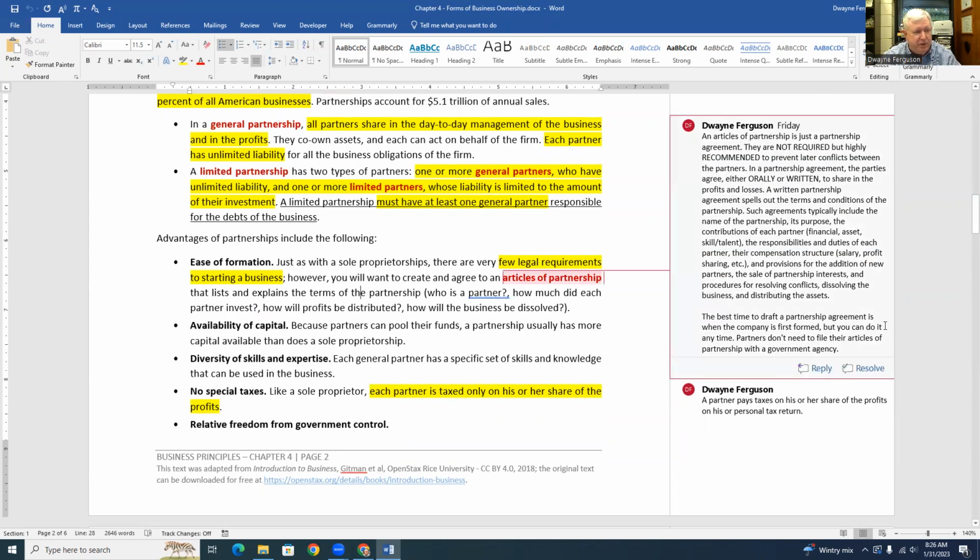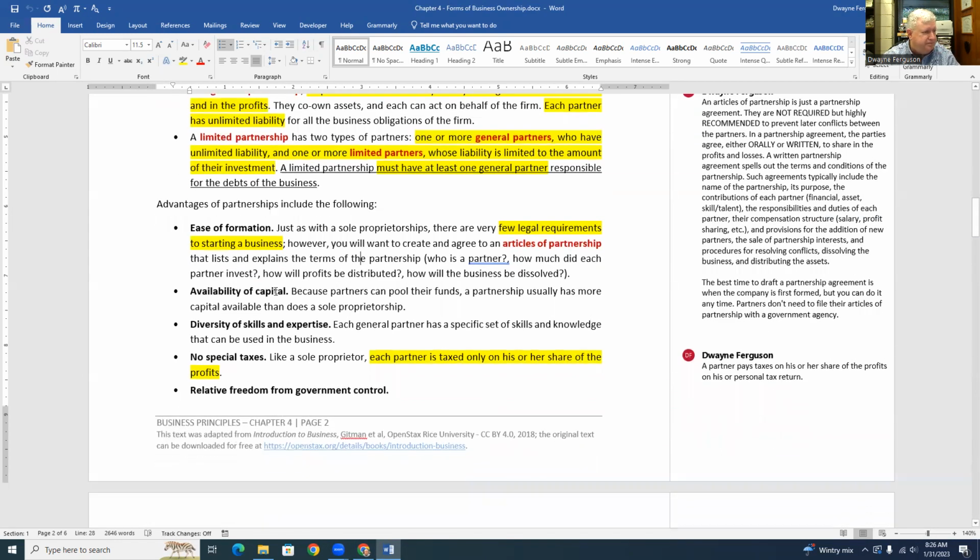The best time to draft a partnership agreement is at the beginning, of course. Articles of partnership don't have to be filed with anybody, the state or federal government. You just have to have one so that you have it on hand for yourself, and if you had to go to court to prove something. Okay, so articles of partnership is an advantage, really.